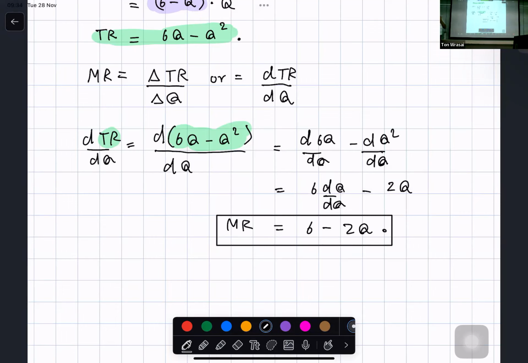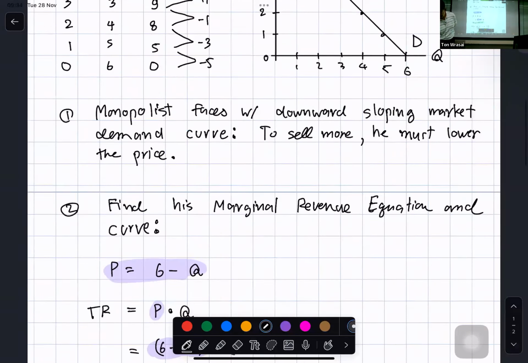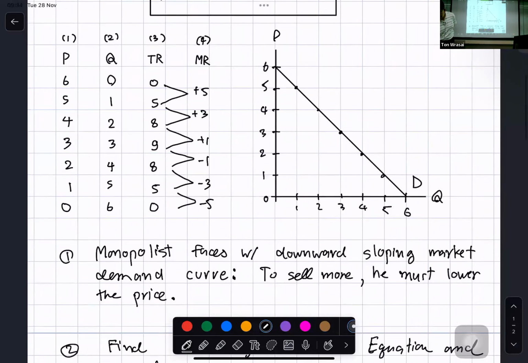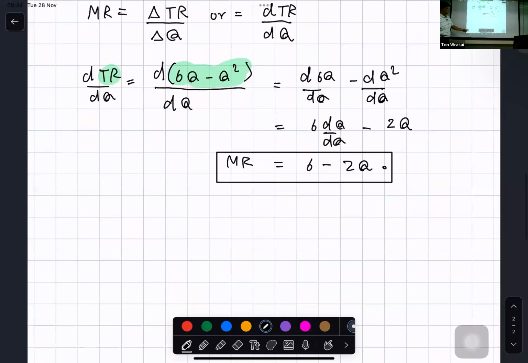The marginal revenue equation comes. Okay, it looks like a demand function. Okay, recall that. Let's bring the demand function to compare. The demand function looks like this.